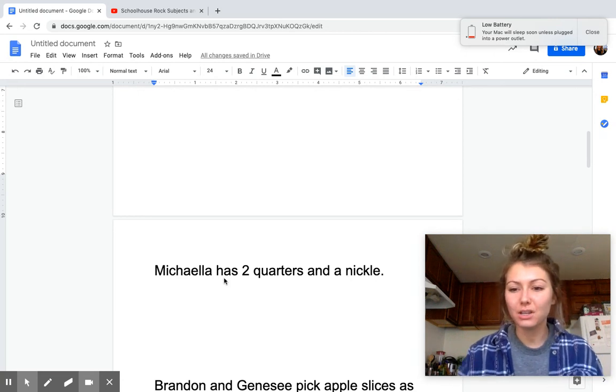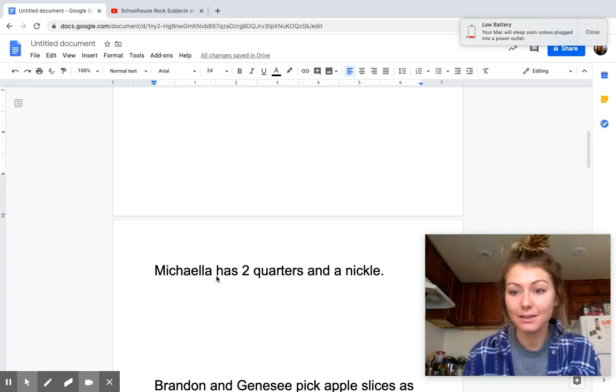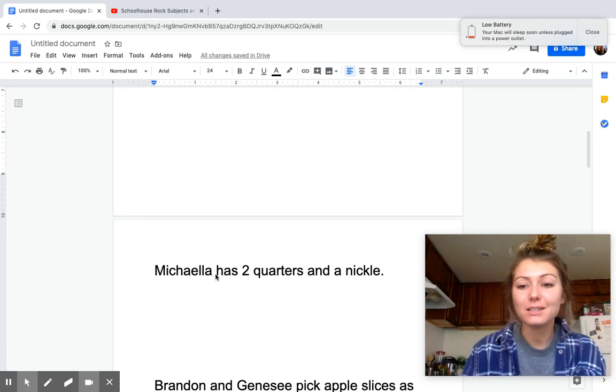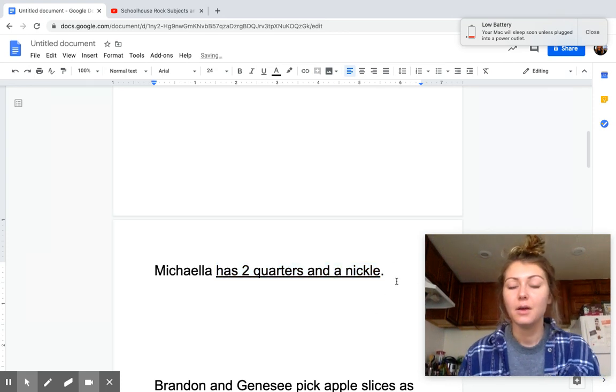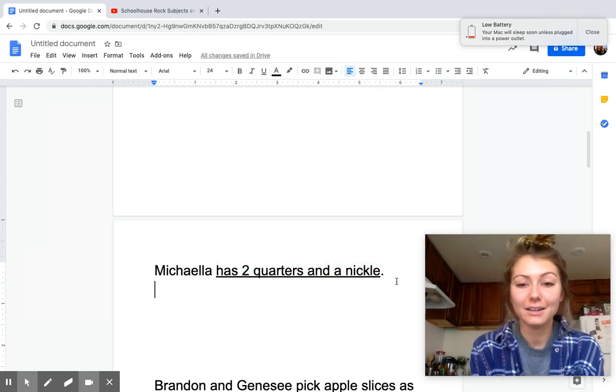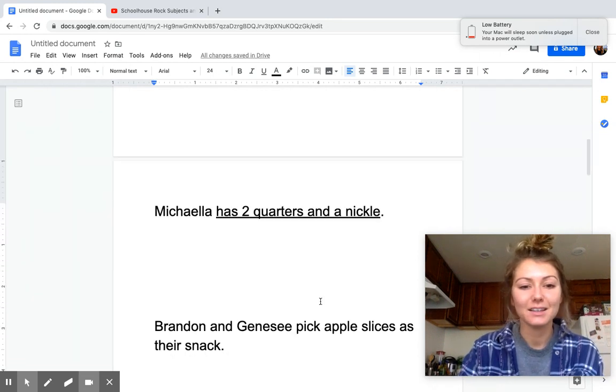Now, this one's a little tricky because has isn't really an action word. Normally, when we think about verbs, we're thinking about action words like jumped, ran, walked, went. But has actually is a verb. So this can be part of our predicate. Has 2 quarters and a nickel. So we can go ahead and underline our predicate there. Michaela has 2 quarters and a nickel. Let's move to our next example.